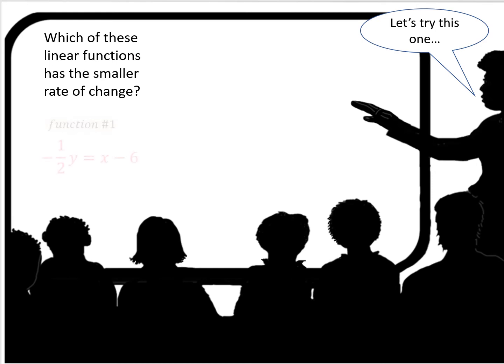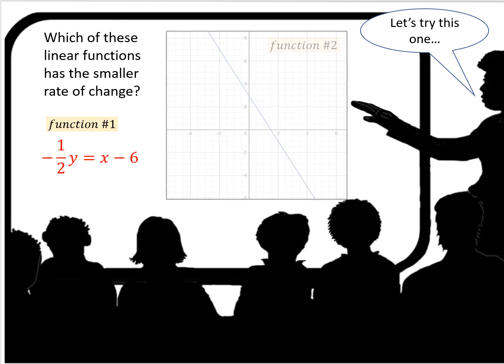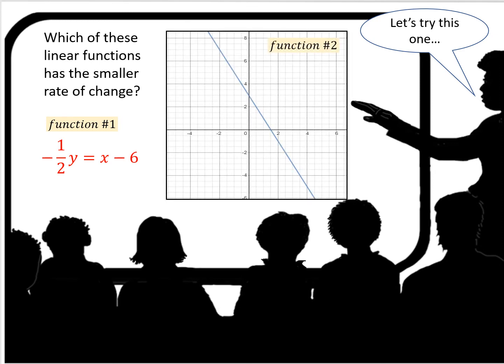Which of these linear functions has a smaller rate of change? So we have function 1, which is given to us in equation format, and then we have function 2, which is given to us in a line format. Can you think of two different ways that we could figure this out?